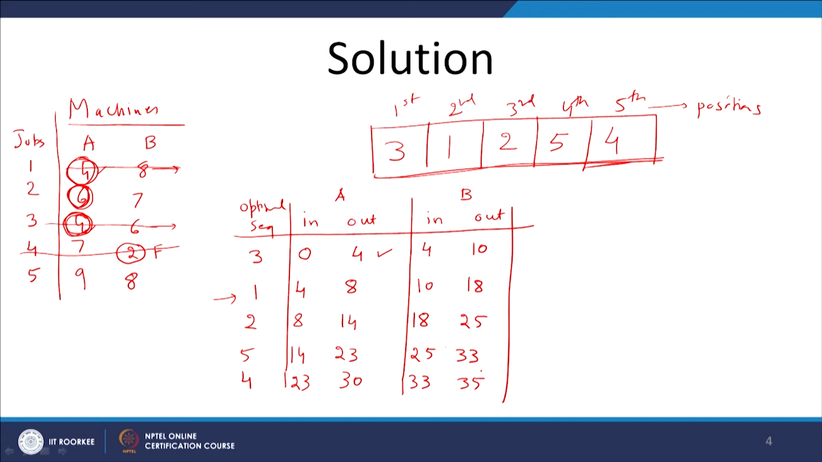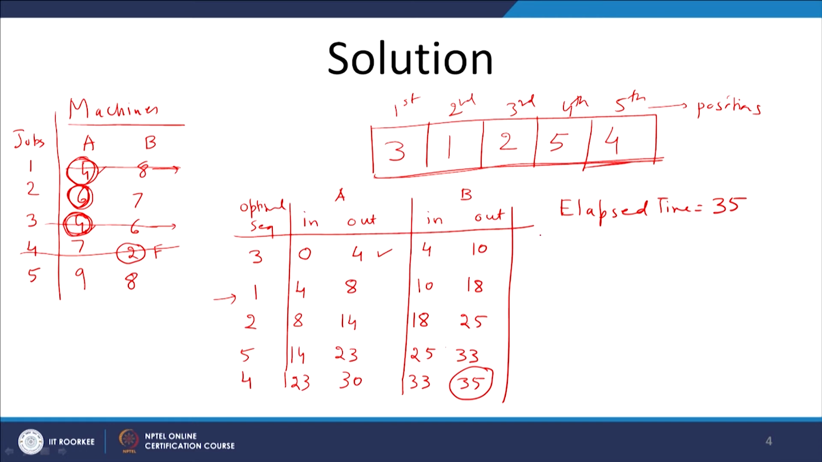Now, we need to find out the elapsed time. What do we mean by the elapsed time? Remember, elapsed time is the time required for completion of all jobs on the machines, and as you can see the elapsed time is 35.